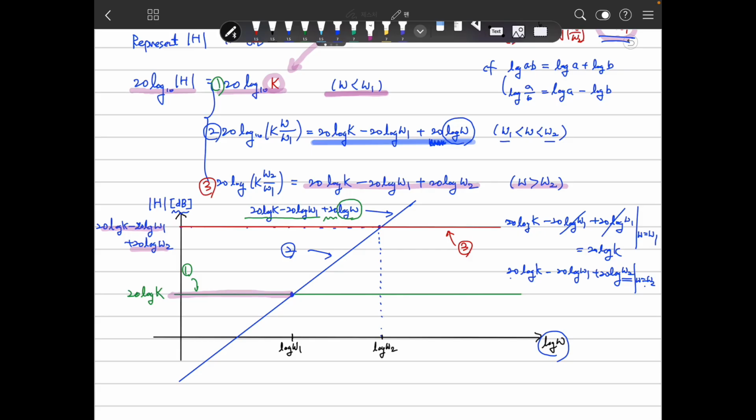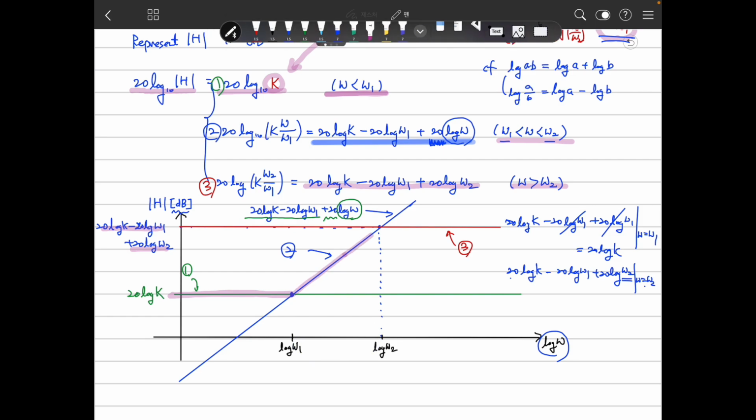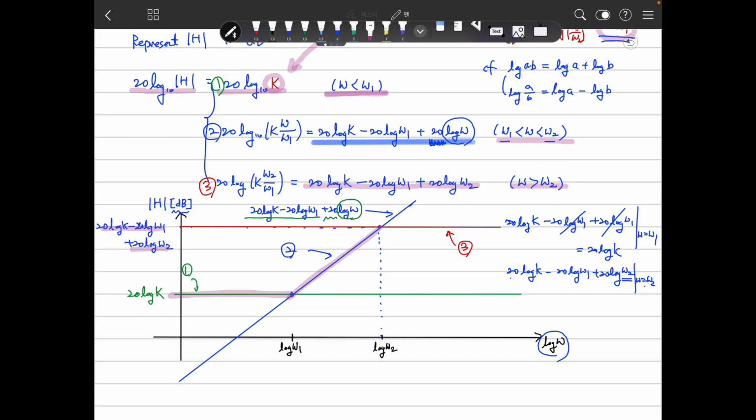And how about in this area, where omega is larger than omega 1 and smaller than omega 2? In this area, line number 2 is dominant. And how about in this period? Line number 3 is dominant. So then you can draw the figure here.